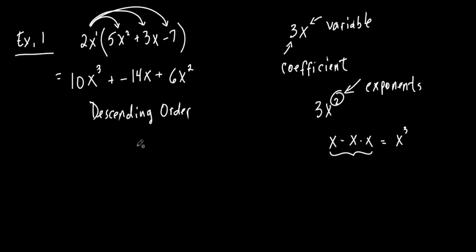How do we do things? We put things in what? Descending order. From the highest power down to the lowest power. So which one's first? 10x cubed. Which one's second? The 6x squared because of the squared. And then which one's last? Minus 14x. Okay? So descending order is how you're going to do it. Write the answers. We good? Okay.